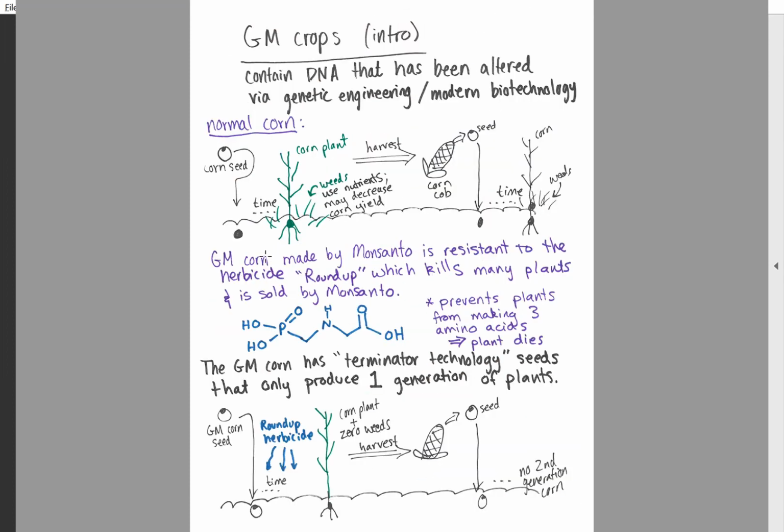So the new version, a few new versions of corn do almost the same thing. We're looking at sort of one brand name version, but there's GM corn that's made by Monsanto, and it's resistant to this pesticide, which has the trade name Roundup. It's called glyphosate or glufosinate or some name like that, and it kills lots and lots of plants. It's a weed killer.